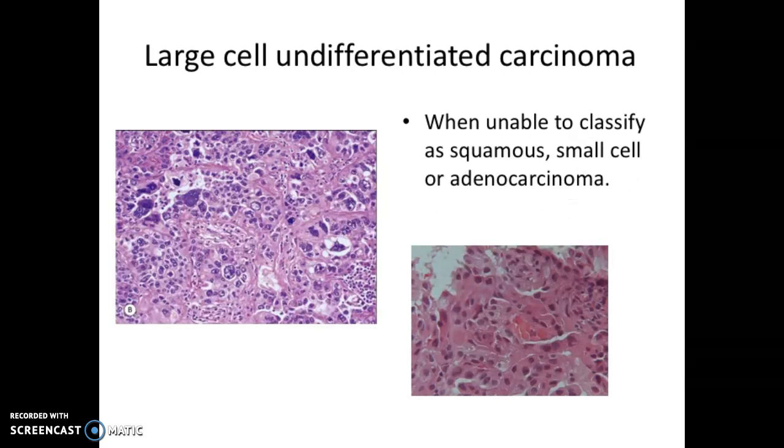Large cell undifferentiated carcinoma is a diagnostic term when we are unable to classify lung carcinoma as squamous, small cell, or adenocarcinoma, and they don't have the typical morphological features, and they do not have the typical immunohistochemical features. So morphologically, it is composed of large malignant cells, which are negative for all the immunohistochemistry that I mentioned before.